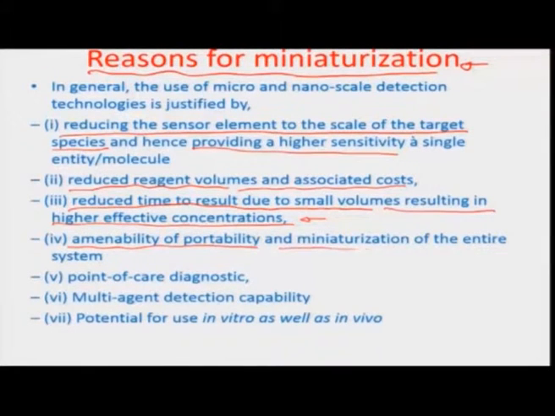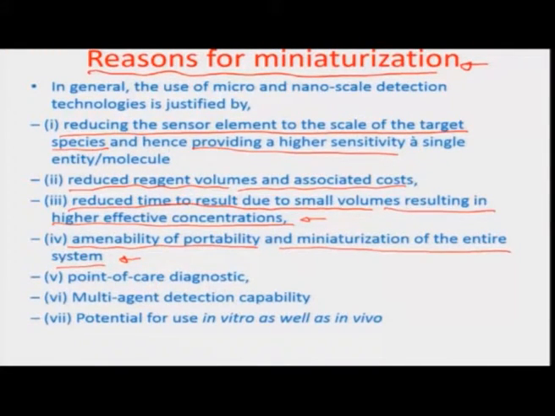There is also amenability of portability and miniaturization of the entire system. Obviously, the smaller the size, the better it is to carry off. There are concepts where sensors are taken to the bedside or even to the fields for doing detection, be it agricultural sensing or patient based medical sensing or even sensing of farm animals or farm products.